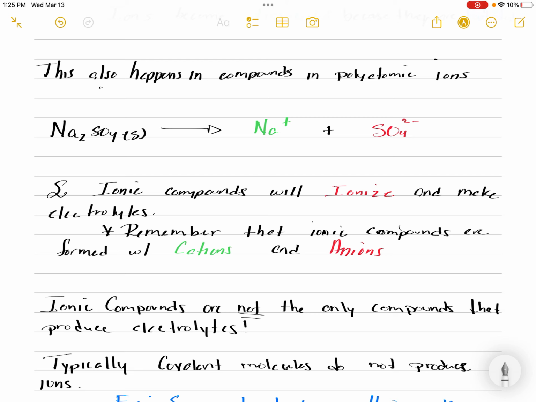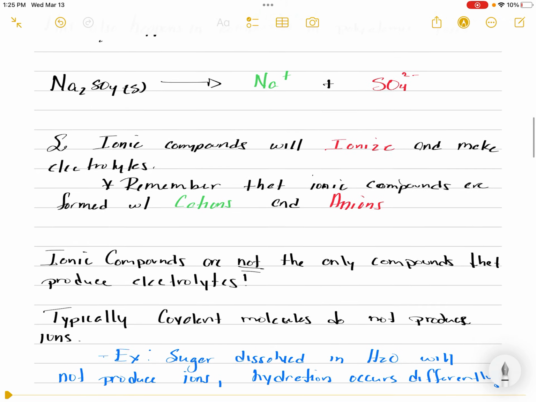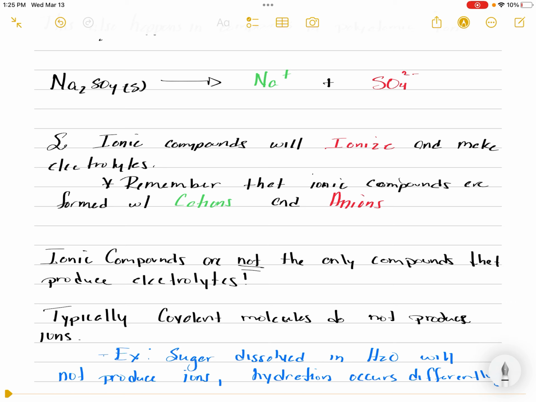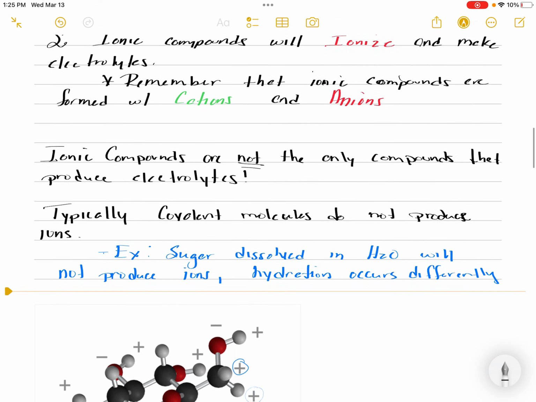Covalent molecules are not formed based on a positive and a negative charge. They're formed based on electron sharing, right? So, for example, sugar, when dissolved in water, is not going to produce ions. Remember, sugar is a molecule, a covalent compound. There are no metals, so there's no distinct positive and no distinct negative. So, when hydration occurs in sugar, it happens a little bit differently.